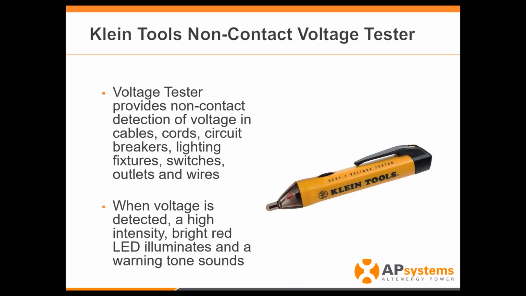This is a quick and dirty, or quick and easy, way to visually see and hear if there's voltage on any single line. Just getting next to it or near it, you're going to see a red light flashing at you, and you're also going to have an audible sound telling you that there's voltage.